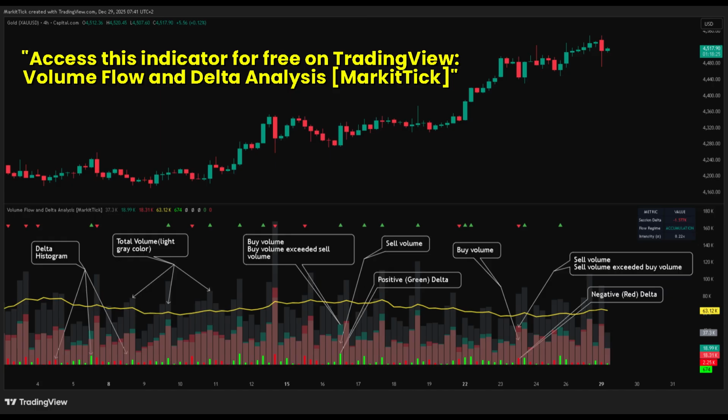Delta volatility threshold, sigma. This is the sensitivity filter for signals. A higher value, e.g., 2.0, results in fewer but more significant signals. A lower value, e.g., 1.0, provides more frequent alerts. Visual logic. Users can toggle the dashboard, delta histogram, and moving averages on or off to suit their charting aesthetic.